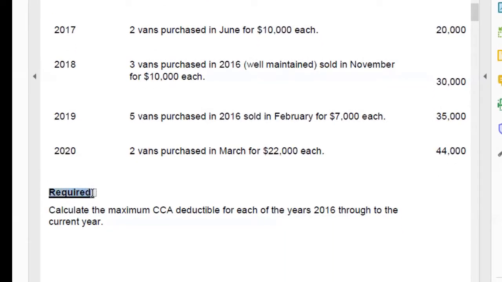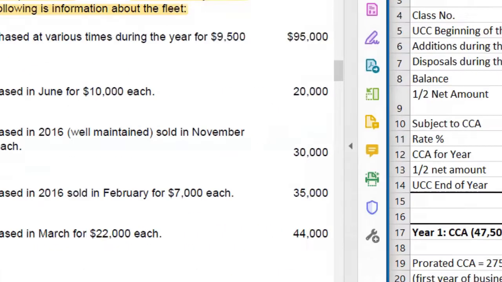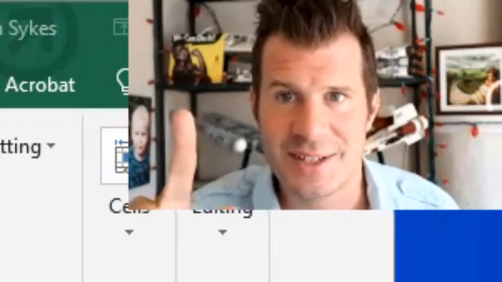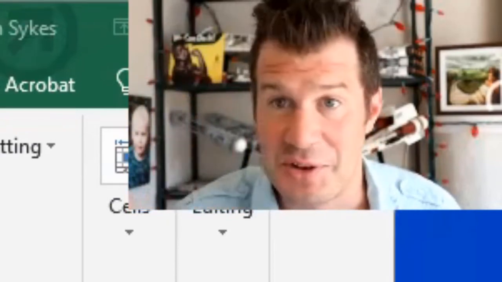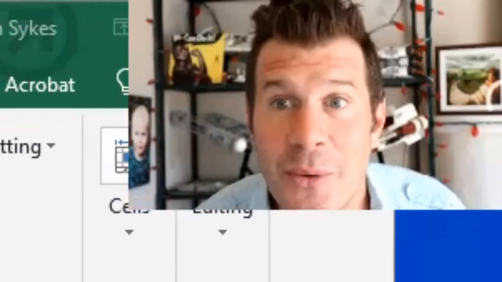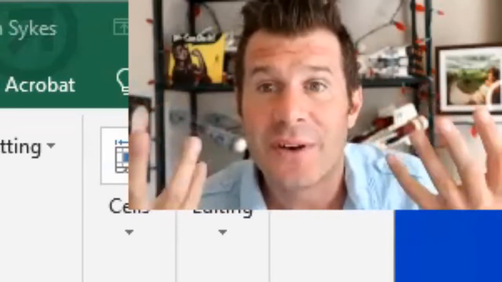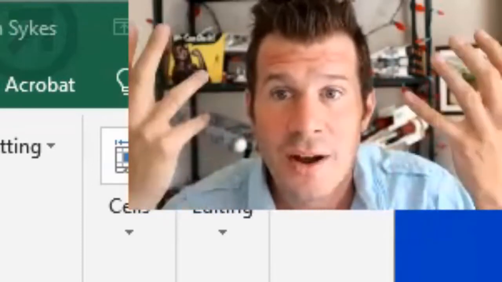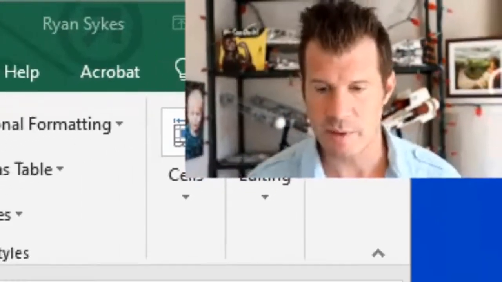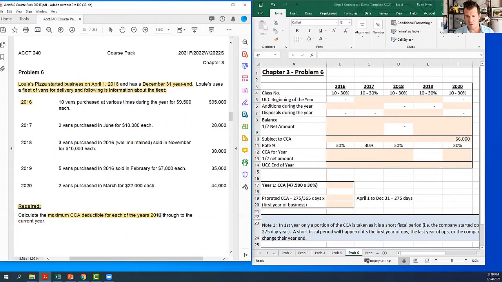Now, the required here that you should read many times: calculate the maximum CCA deductible for each of the years, maximum CCA. Remember, CCA is a discretionary deduction, meaning if you don't want to, you don't have to take it. But why wouldn't you want to? Because it's a deduction from your net income for tax purposes. So we're going to assume the maximum from 2016 through the current year. All right. Let's do it.